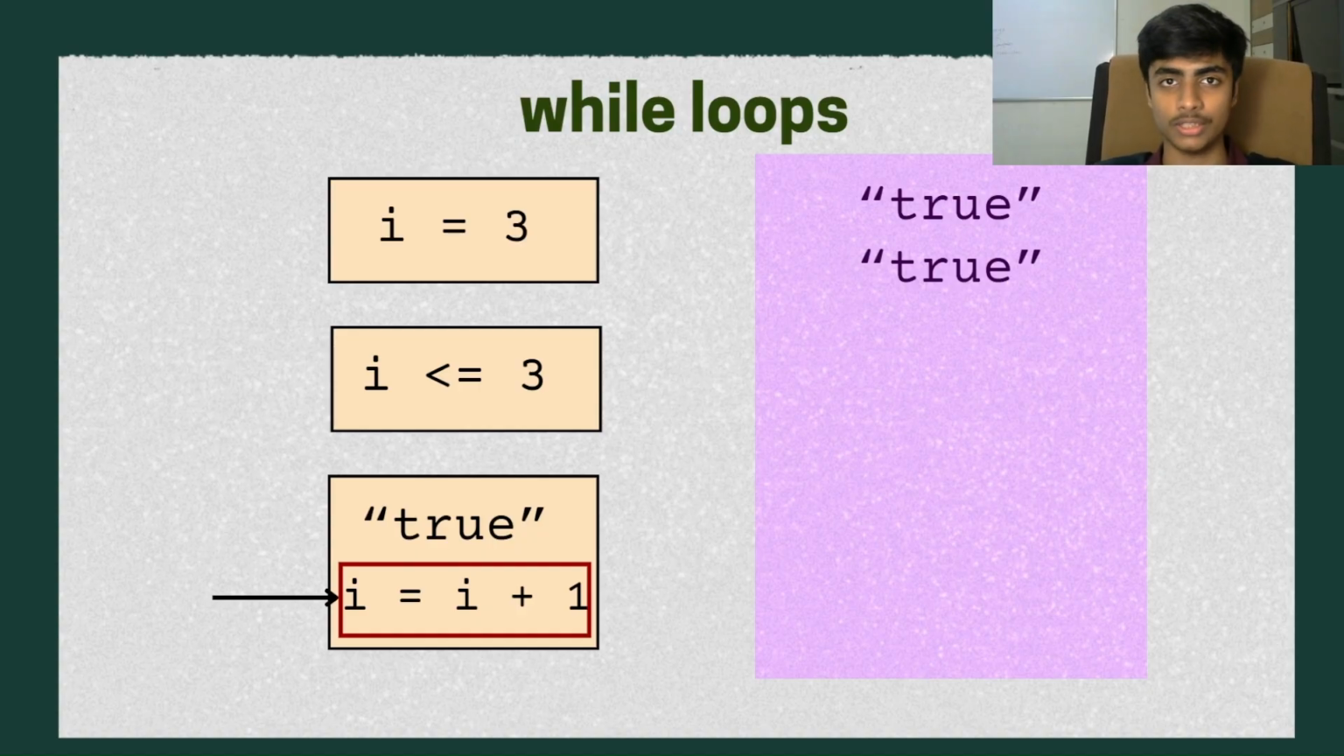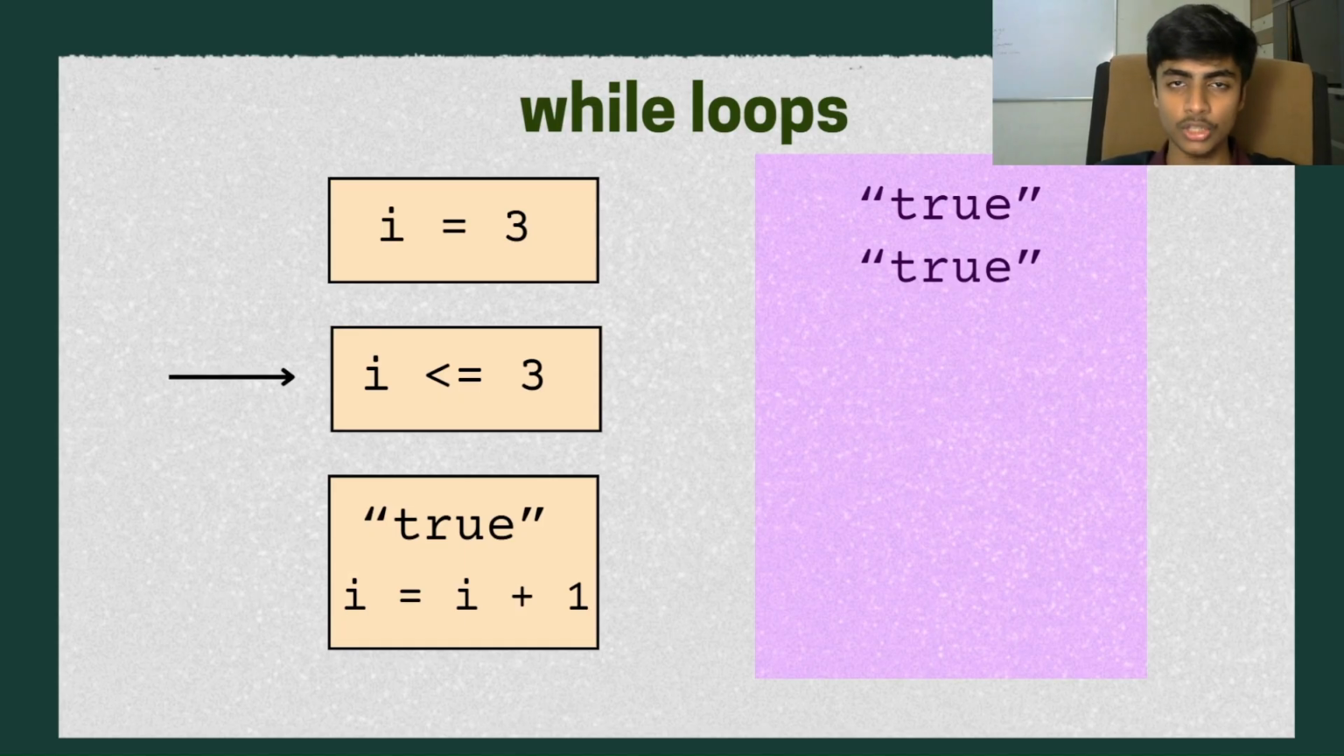Again, we completed the execution of the block of code, so we move back to the condition. Now we're going to check the condition again. We're going to check if 3 is less than or equal to 3. 3 is definitely not less than 3, but it is equal to 3. So this condition is again true.